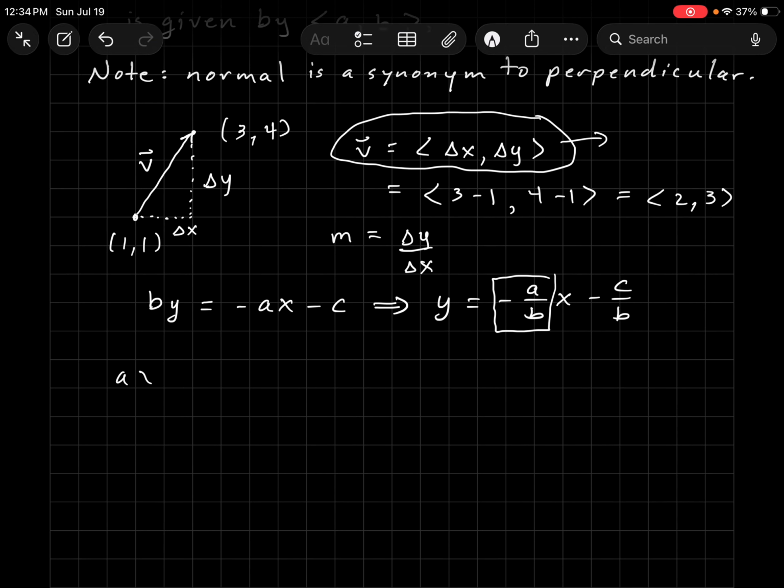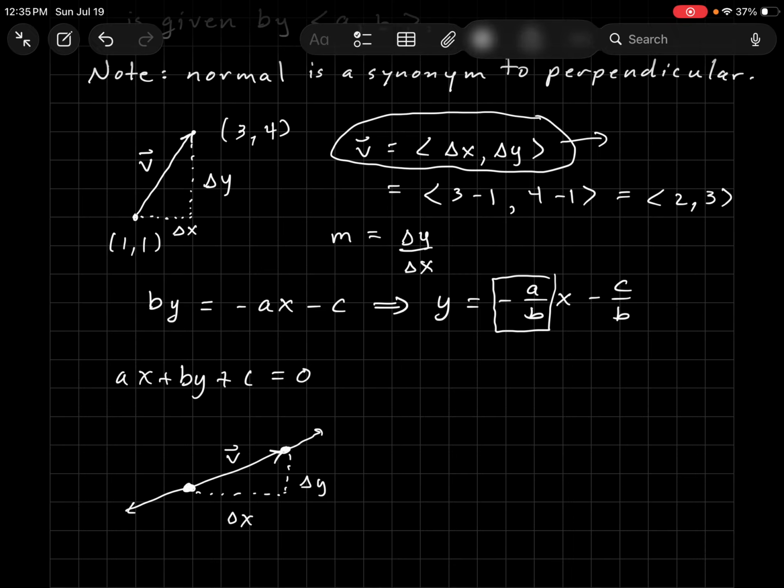Because in my line, ax plus by plus c equals 0, I'll just draw a random example for that line. Something like that. And if I were to pick 2 points on that line and draw a vector, I could find its slope by doing delta y over delta x. But that would also help me find my vector. So I'll call vector v again from the first point to the second point.